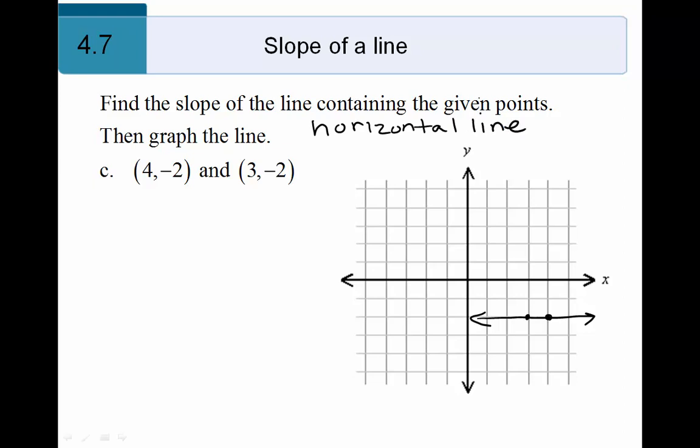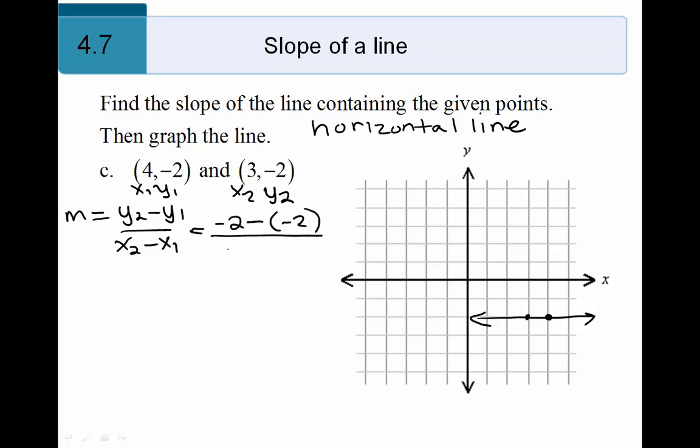Now let's calculate the slope of that line. So that's going to be -2 minus -2 divided by 3 minus 4, which is going to equal 0 divided by negative 1, which equals 0. So this line has a slope equal to 0. A horizontal line will always have a slope equal to 0.